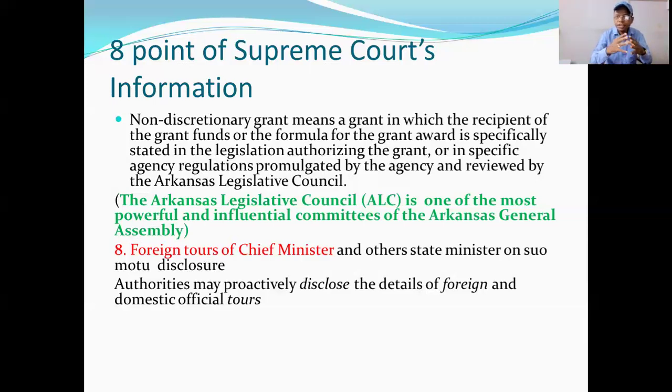Otherwise, it is not relating to any other public authority. It may be relating to the Parliamentary Affairs Department, because they may deal with these things. Other public authorities may not have this information, so in these cases they may write that this information is not applicable for this public authority. So already I have discussed with you the 8 points of the Supreme Court, given by the Honorable Supreme Court of India, in Civil Case number 990 of 2021.